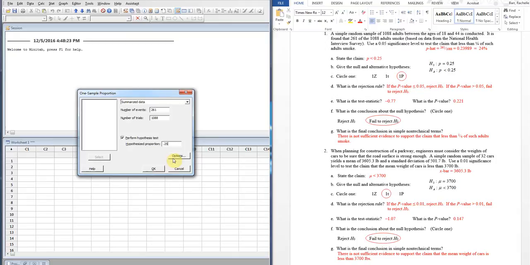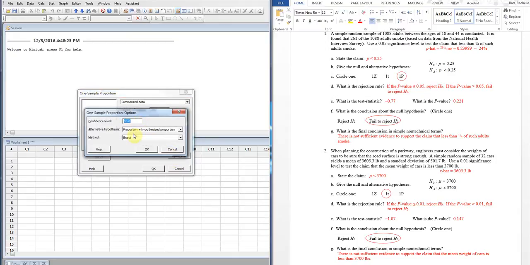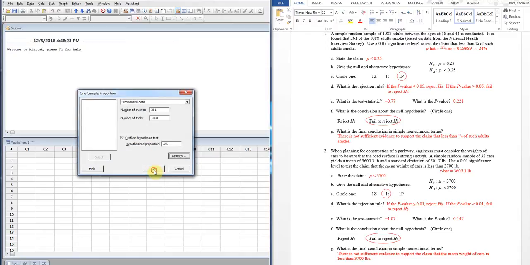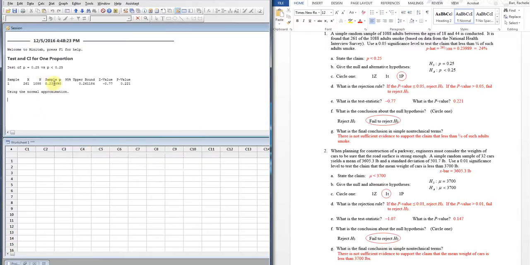And then I'm going to go up and hit my options. I want to make sure that I'm using the normal approximation, because this is binomial in behavior. And then the other thing is I'm going to look at this and be like, oh, well, my alternative is actually a less than. So that's what I should be using. Okay, so we'll hit OK, and then OK again. Notice that this produces not just our z-value, which is our test statistic, but our sample p-value. So there's our test statistic, and then there's our p-value.